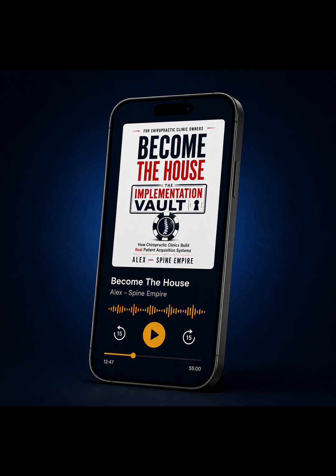Bad positioning. Inside Spine Empire, we structure the $399 offer as a bridge offer, not a discount, not a coupon, not a desperate new patient special. A bridge. The formula: specific pain plus short timeline plus low risk entry plus clear continuation path equals bridge offer. Example: back pain plus 28 days plus $399 challenge plus credit toward long term care equals a clean bridge into the full program.